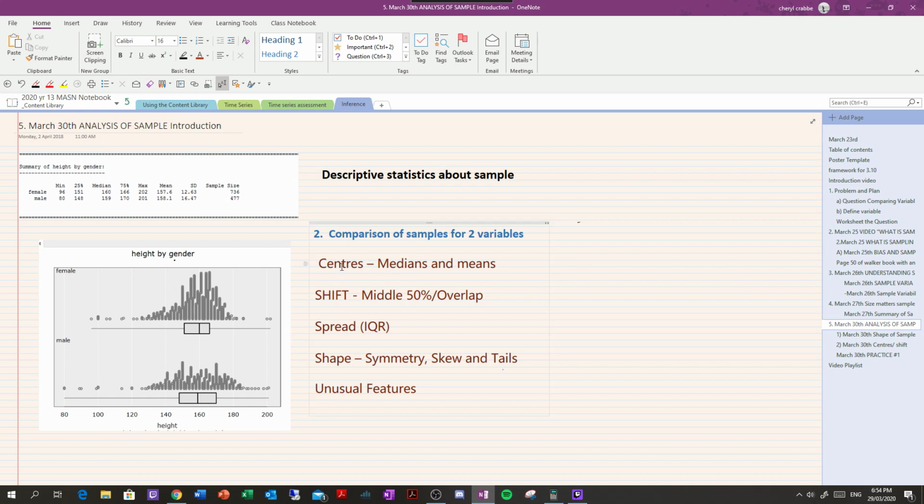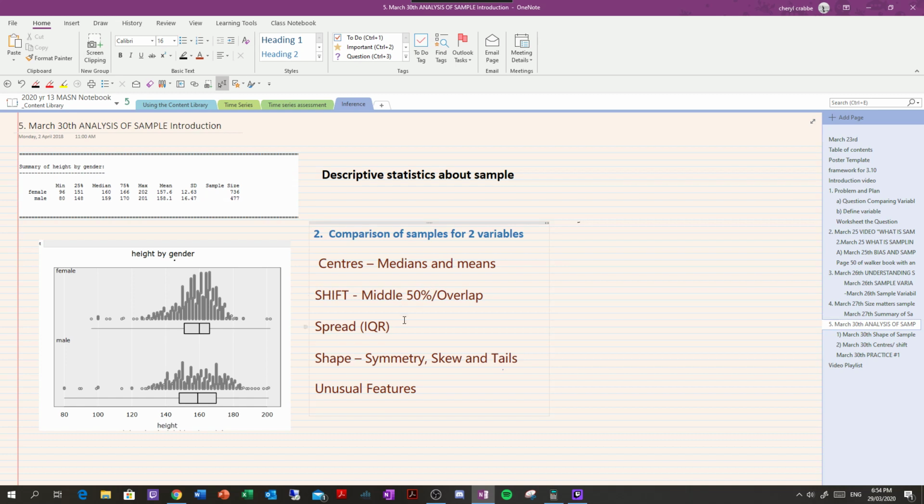So we're going to be looking at centers, which is the medians and the means, which is the averages. We're going to be looking at how the boxes shift in comparison to each other. And the boxes, we basically refer to those as the middle 50%. And we're going to be looking at the overlap, if there's any overlap between those boxes, because that's very significant around analysis as to how much overlap there is and how similar the variables are to each other.